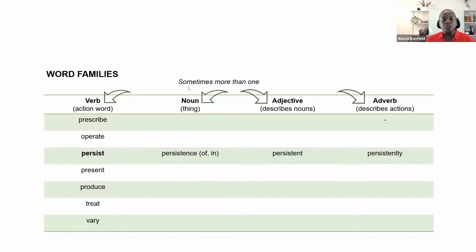Now, some of you watching this might know already that, yes, some word families have more than one verb, more than one noun, or more than one adjective or adverb. But to make this exercise simple and clean, we're going to stick with one version of each, and we are going to stick with the meaning of the word that is related to patient symptoms and patient treatment.